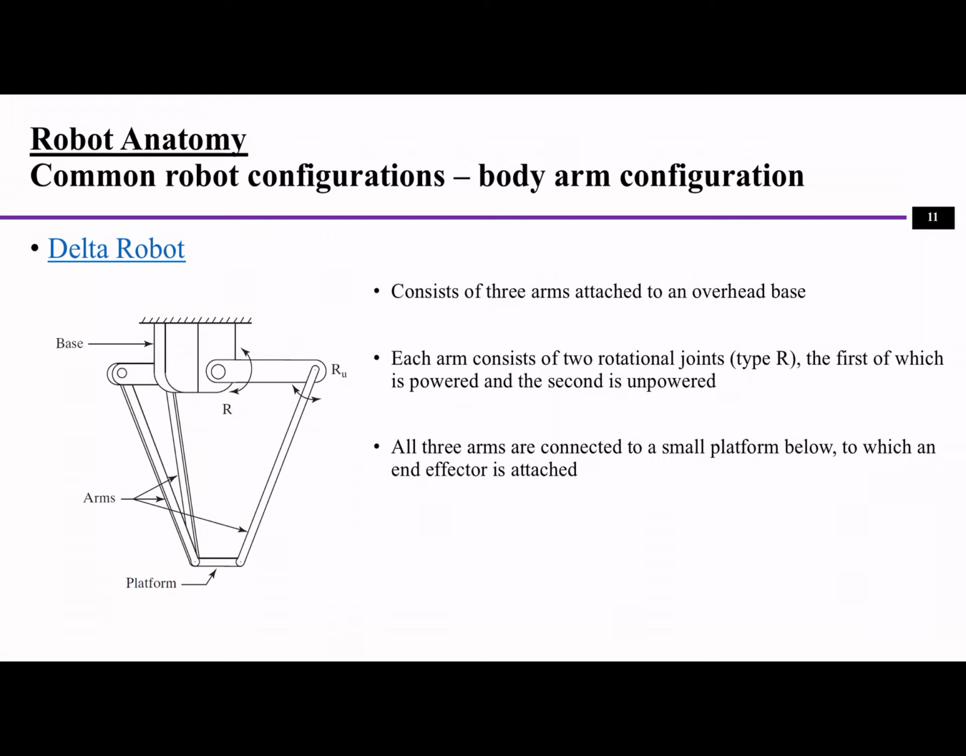Another one is a delta robot. So the delta robot is made of 3 arms, and they are attached to an overhead base, and each arm consists of 2 rotational joints, and you can see it from the figure. And all 3 arms connect to a small platform at the bottom. So this is the platform at the bottom here. So the end effector can be attached here, either to pick up something or move something.